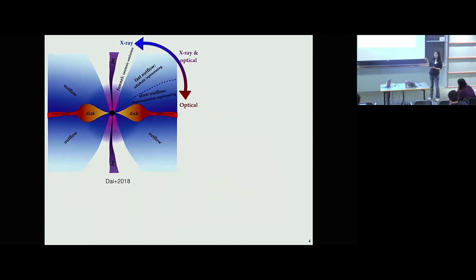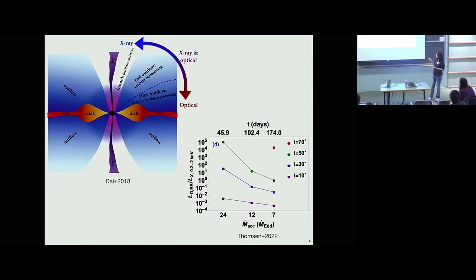photoionization or adiabatic reprocessing. This is recently updated by simulations presented by Thomsen 2022, where if you compute the ratio of the UV and optical blackbody luminosity to the soft X-ray luminosity, you can see that the X-ray is only brighter than the UV and optical when the inclination angle is small.